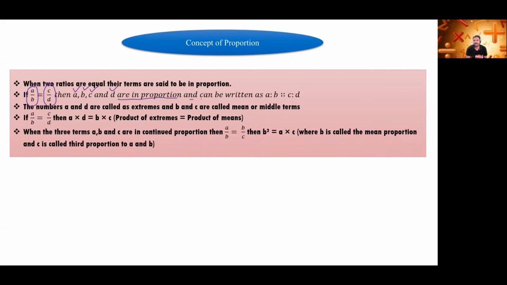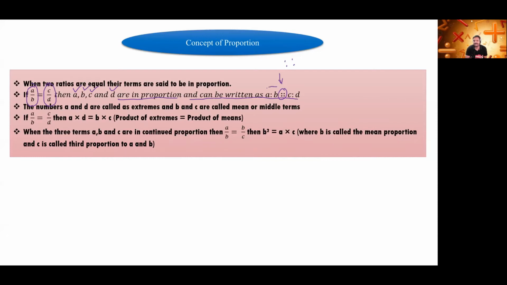So for that, what can we write? A is to B, double colon, is to C is to D. This is the sign of proportion. We write proportion with four dots like this. Is it clear to you? So A is to B is in proportion with C is to D.